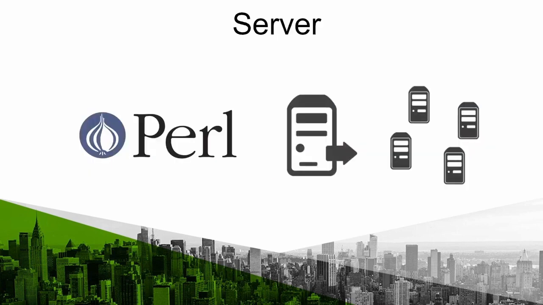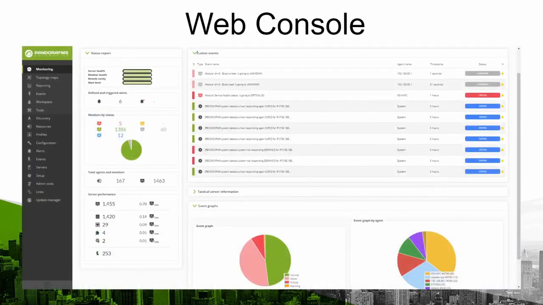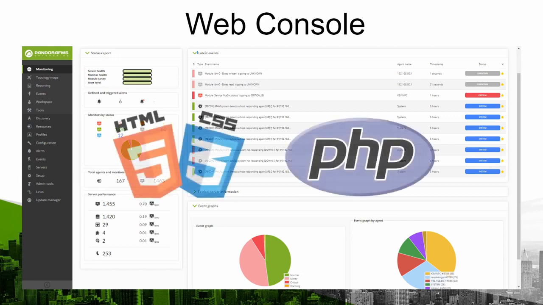Next, you will find the Pandora FMS server, developed mainly in Perl. It is a multi-threaded application that is capable of running different instances or Pandora FMS specialized servers at the same time. To see and work with all the collected information, there you have the Pandora FMS web console. It is programmed in PHP and can be accessed from platforms that support HTML and CSS. One of the advantages is that it is a multi-tenant service, so different users with different profiles will have access to it.